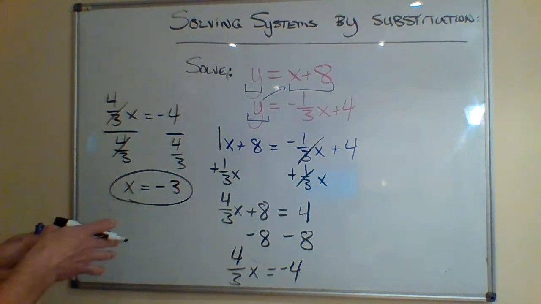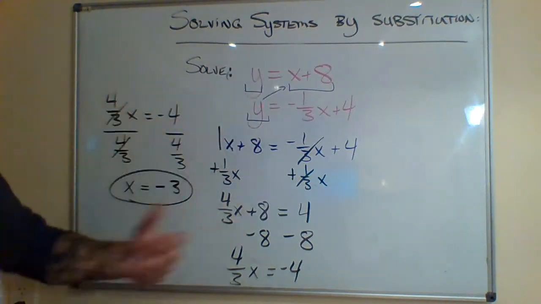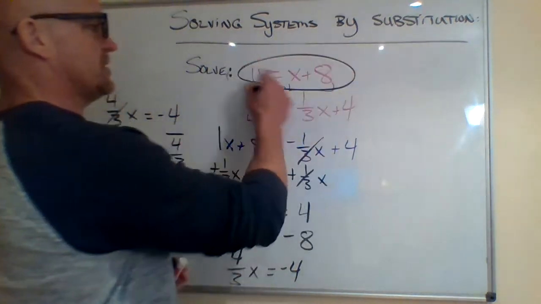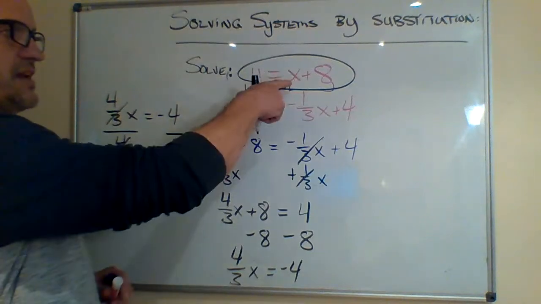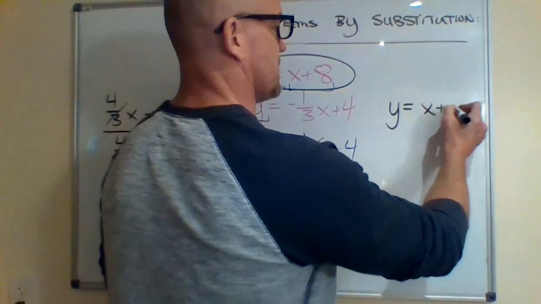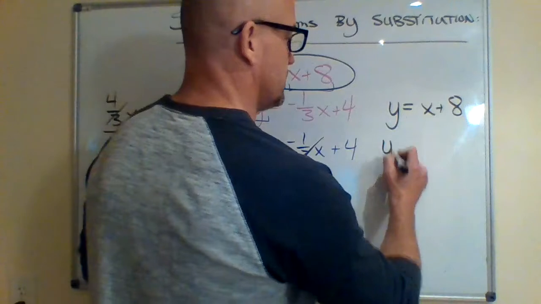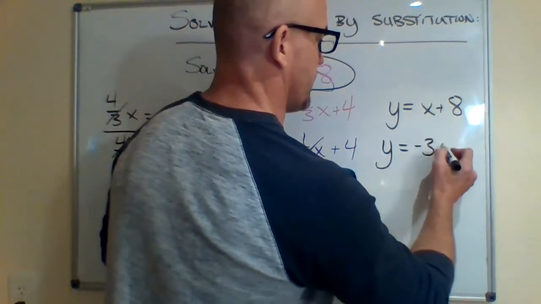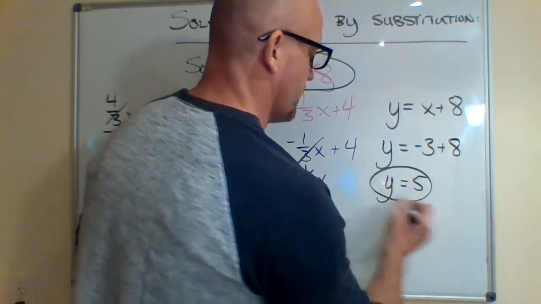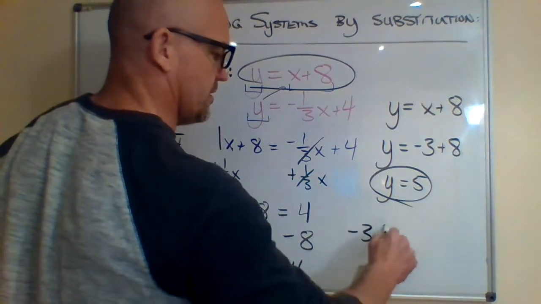Once I have that x value of negative 3, I can plug it into either one of the equations and get the correct y value. Again, I'm looking at this and I'm thinking, hey, this top guy looks like the easier one. Let's put that x of negative 3 in for that guy. So y equals x plus 8. We know that x is negative 3, so we're going to put that in there. So y will equal negative 3 plus 8. Y would equal 5. That means that my solution set is the point negative 3, 5.